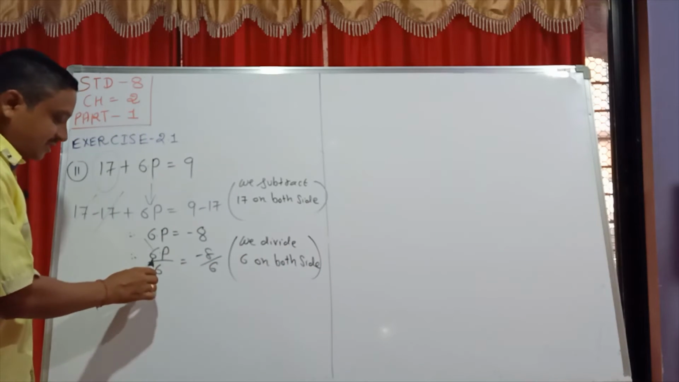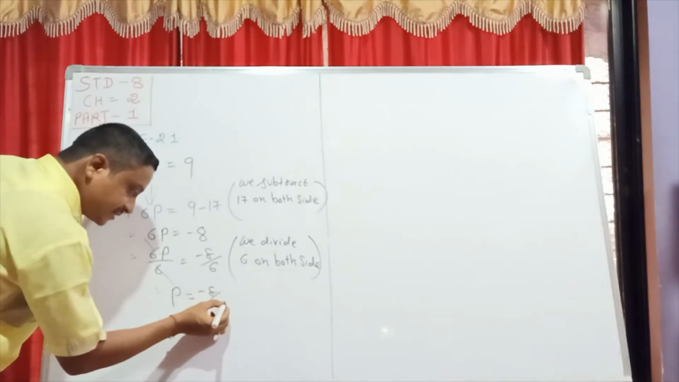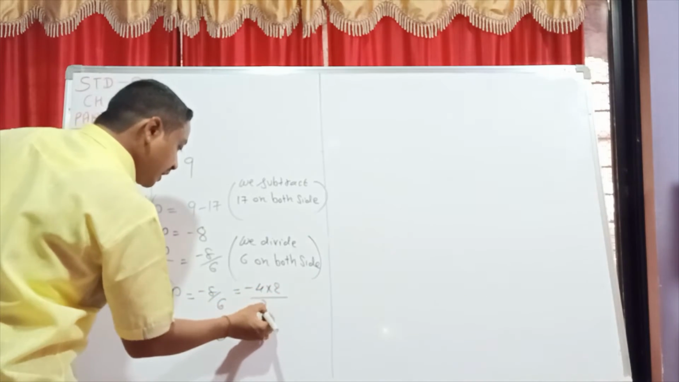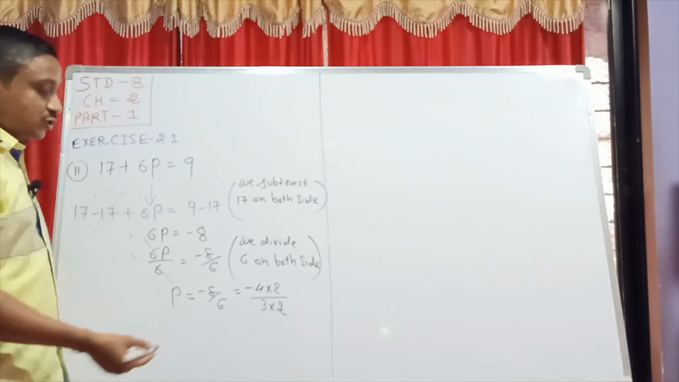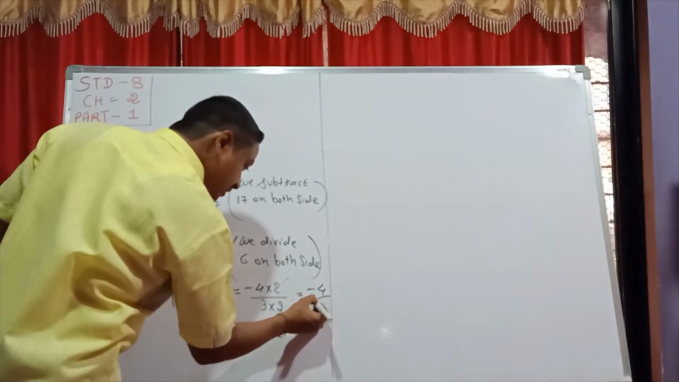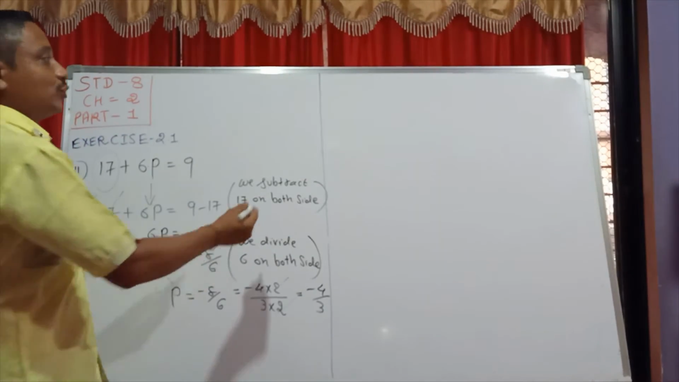This 6 and 6 cancel. You have only p equal to minus 8 by 6. That we further calculate. It is 4 twos and 3 twos, and the 2 is also gone, this 2 and this 2. Only I have minus 4 by 3, and that's your value for p. Now I go to verify.